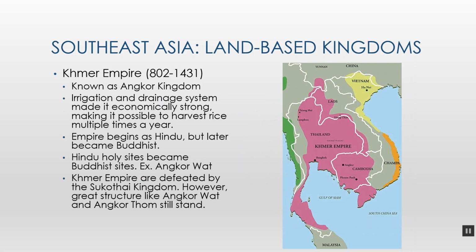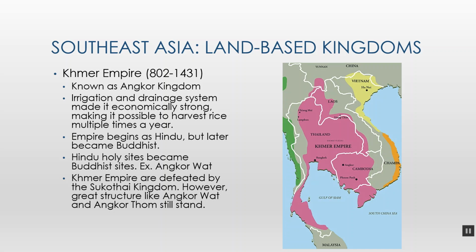And the Khmer Empire. It's also known as the Angkor Kingdom. This Khmer Empire is in Southeast Asia, as you can see in the title. It covers modern-day Thailand, Cambodia, Laos. It's quite huge actually, and anyway, it's an empire in Southeast Asia, just south of China. The irrigation and drainage systems made it economically strong, making it possible to harvest rice multiple times a year. The empire begins as Hindu, so it will start off as a Hindu empire.